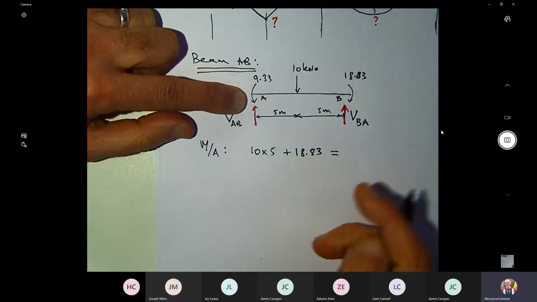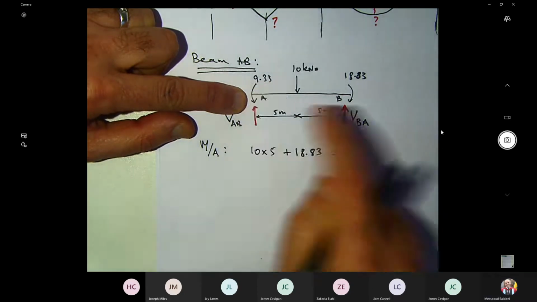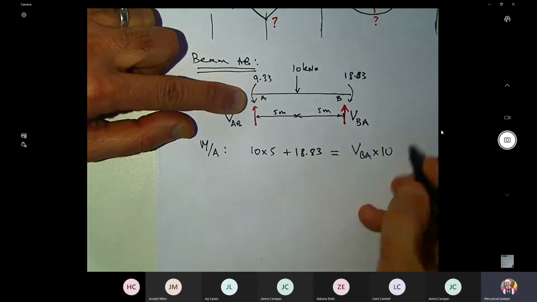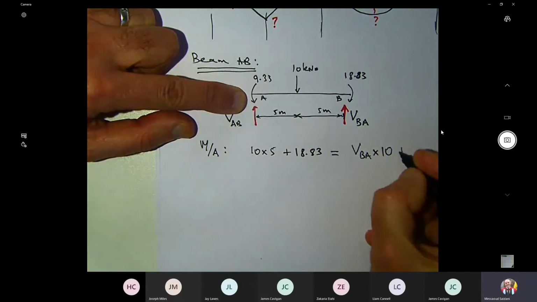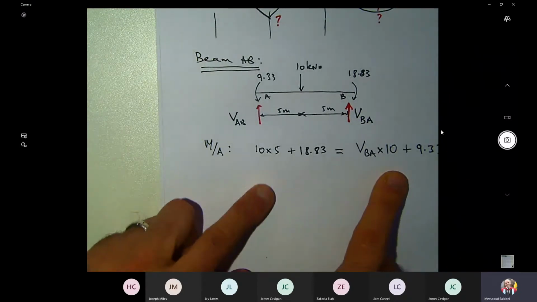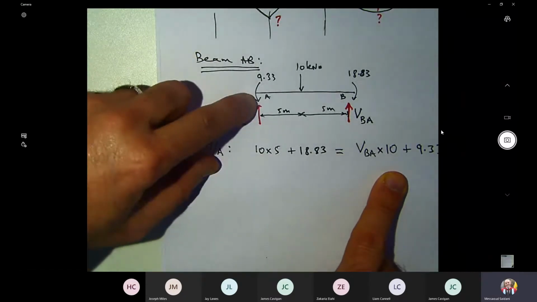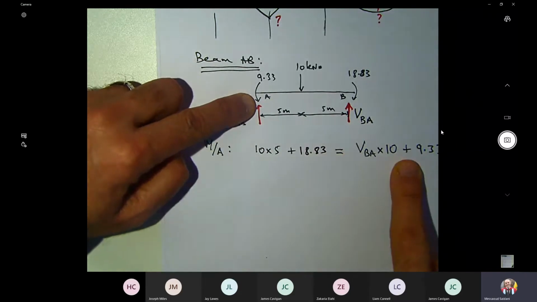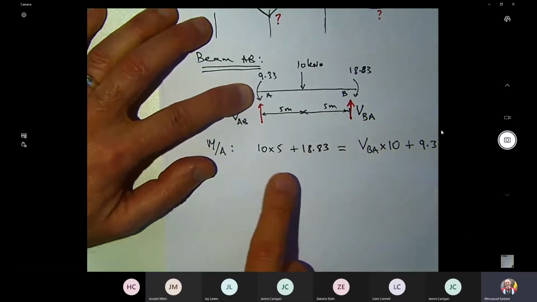No. Okay, equals anti-clockwise. What do you see anti-clockwise about A? So VBA, yeah, times 10, yeah, anything else? Can you see that? That's anti-clockwise, isn't it? So plus 9.33, that's it. So clockwise equals anti-clockwise. Yeah, so you take your point, in this case A, and any moments about that point clockwise equals the moments about that point that are anti-clockwise for equilibrium.